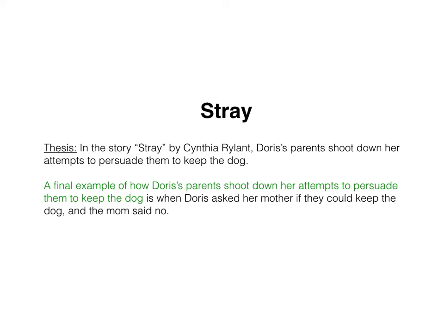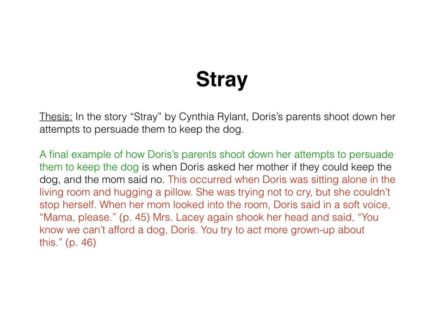So I'm starting with my topic sentence using a transition phrase. I could say a 3rd example, a final example of how Doris's parents shoot down her attempts to persuade them to keep the dog is when Doris asked her mother if they could keep the dog and the mom said no. Then I know I need to set the scene. I need to give background information. And you can go ahead and pause.